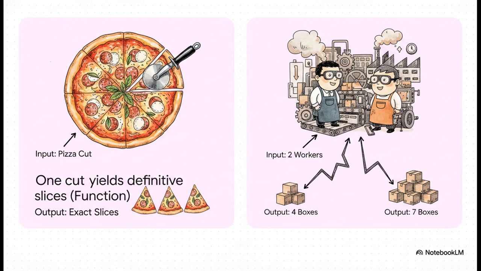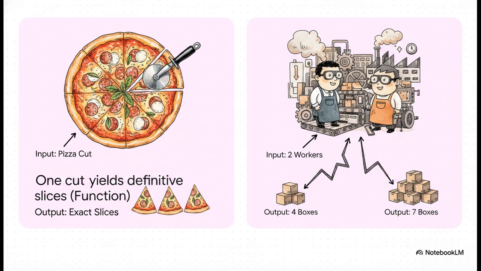Let's contrast a couple of scenarios to make this crystal clear. Think about cutting a pizza. The number of cuts you make across that pizza is going to yield a highly predictable exact number of slices. One input, one definitive output. That is a true function. But contrast that with tracking worker output at a factory. Let's say your input is 2 workers on a shift.